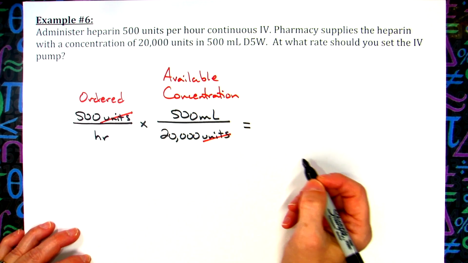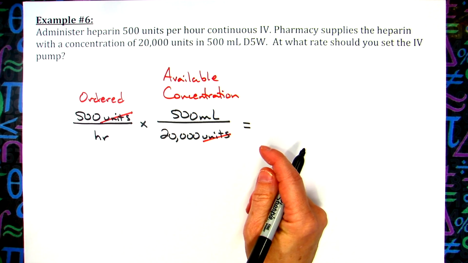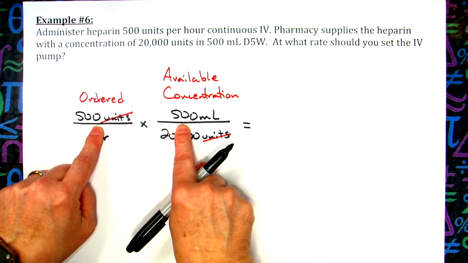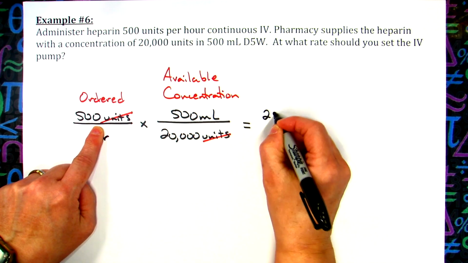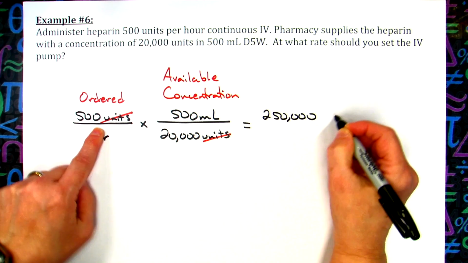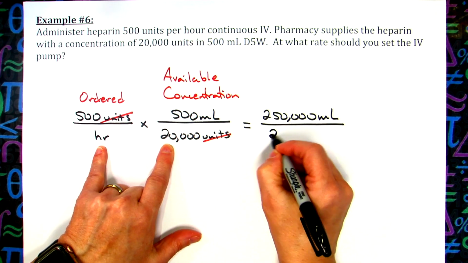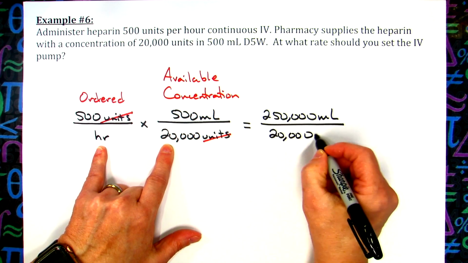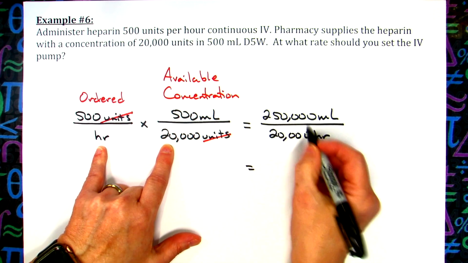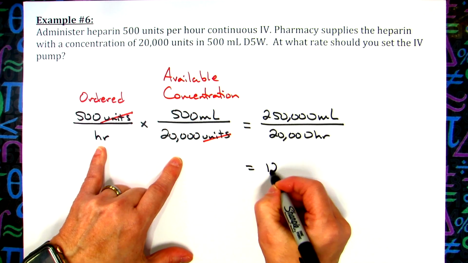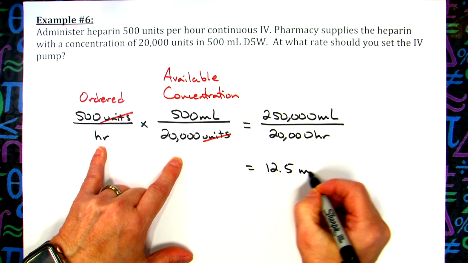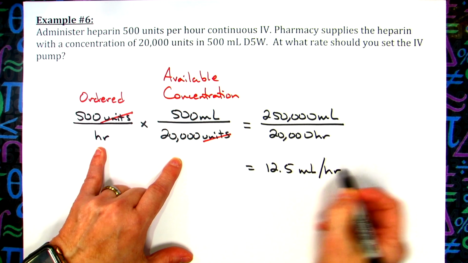So then I can multiply straight across the top, multiply straight across the bottom. When I multiply straight across the top here, I'll have 250,000. Label will be milliliters. On the bottom, I'll just have that 20,000. And that'll be hours. You'll be able to take calculator, divide out. You're going to get 12.5 milliliters per hour.